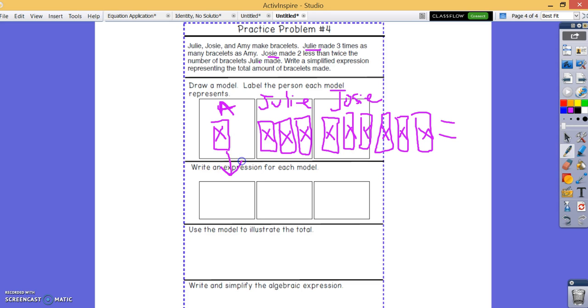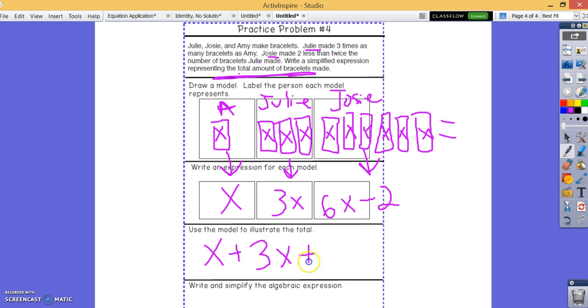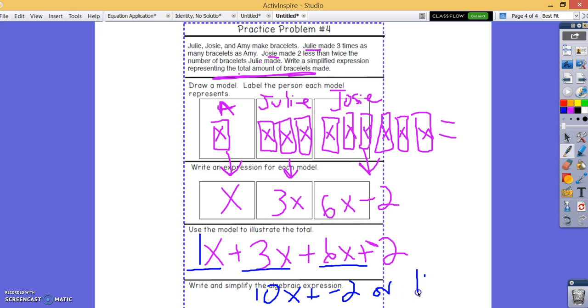Okay, we're going to go ahead and write an expression for each one, which is x, 3x, and then 6x minus 2. And then we're going to model this. We want the total number of bracelets, so we're going to add them all up. x plus 3x plus 6x minus 2. I'm actually going to make it plus negative 2 because I'm combining like terms. And then I can go ahead and combine my terms that are alike. So 1x plus 3x is 4x plus 6x is 10x plus negative 2, or you could say 10x minus 2.